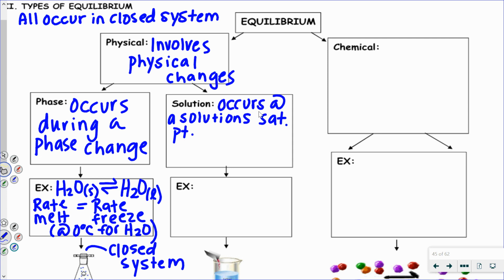Now, what do I mean by saturation point? When something is saturated, we mean that the max amount of solute is dissolved. So it starts to pile up on the bottom. That's what I mean by saturated point. So when the max amount of solute is dissolved, we're at our saturation point, and we would say that we are at a solution equilibrium.